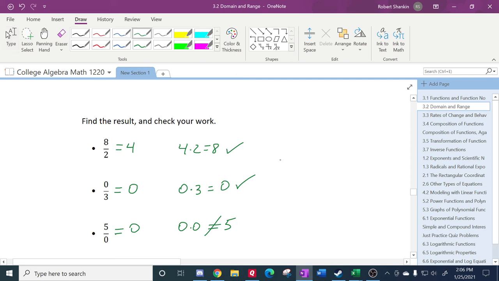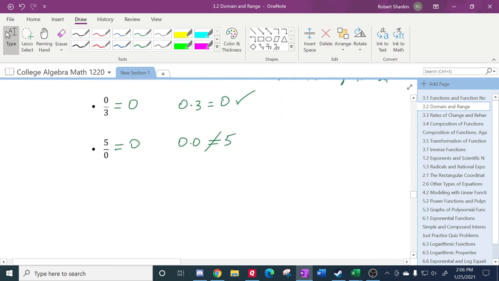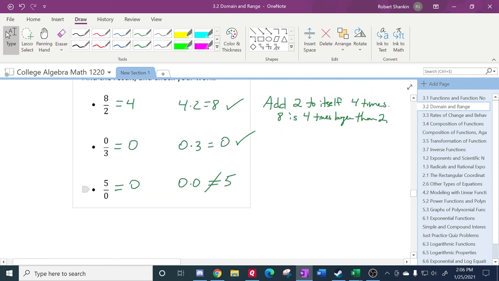So we'd say we add 2 to itself four times. Or in other words, this is 4 times bigger. Thus 8 is 4 times bigger, times larger than 2. Alright. Now, if we use this idea, this bottom one becomes clear.